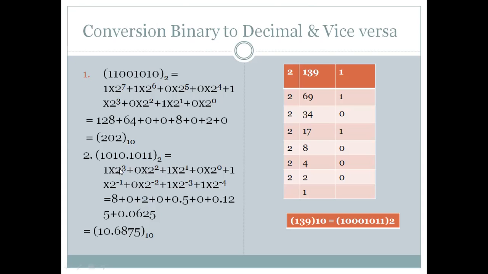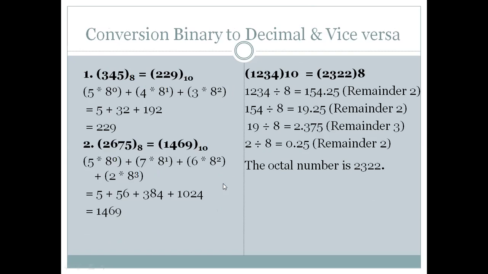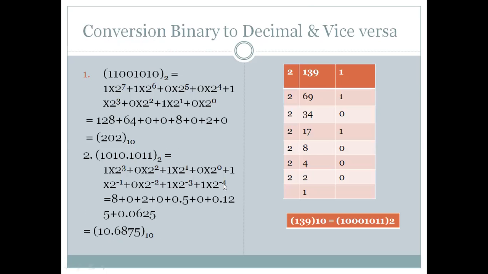But in the integral form, we have to go from higher to lower. That means count from right to left: 3 digits, so the power 3 comes; then 2 digits, so power 2; then 1 digit, so power 1; and last, 0 digit, so 2 to the power 0. We have to calculate, so we get the answer in decimal: 10.6875.